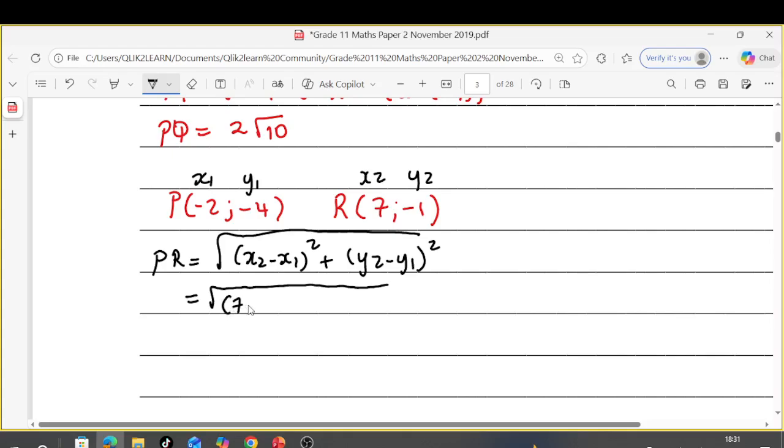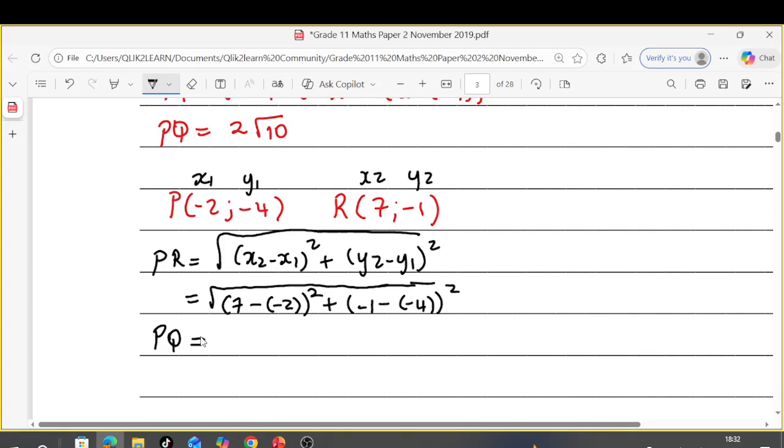So this will be x2, which is 7, minus x1. I'm just going to put it inside the bracket. Then everything squared, plus y2. My y2 is minus 1. Let us minus, it's minus 1. We minus our y1, which is negative 4. We put it inside the bracket. Everything is squared. You just have to make sure that you punch your calculator correctly. Put that on the calculator.